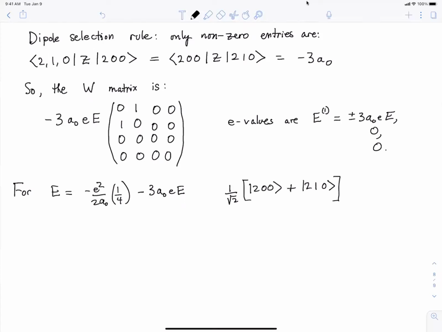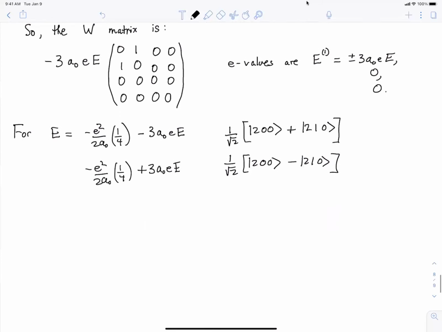Okay, and then there's the same thing, but we're going to add a little bit. So this is the highest energy of those states, and it's the other linear combination. Okay, and then there are these other two states that don't get affected. So they just stay the same, and that's the states 2, 1, 1, and 2, 1, minus 1.